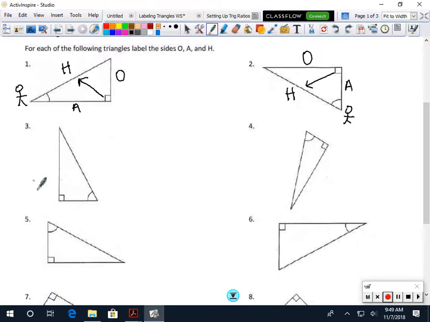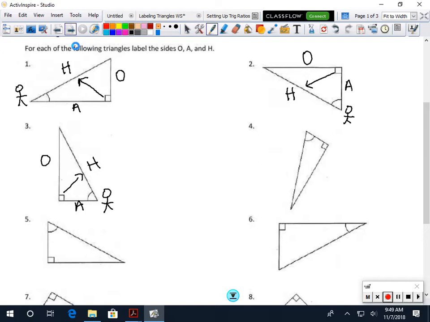Okay, so again, looking at a couple more. Number three here. If I'm looking at this corner here, the right angle, always across from that is going to be the hypotenuse. The mark is in this angle, so this is my starting point. From this angle here, the side that's farthest away, O, would be over here. And the adjacent side closest to me would be this side here.